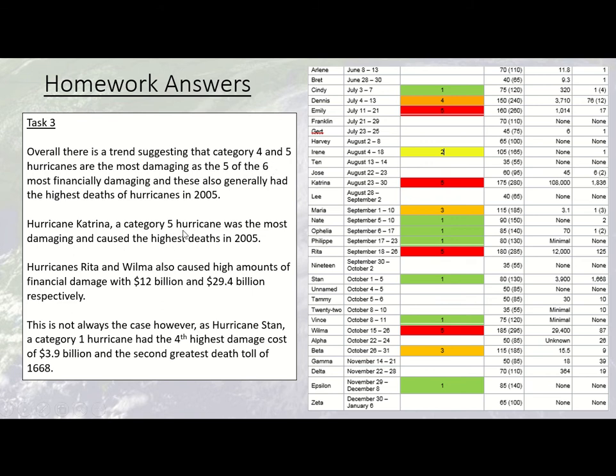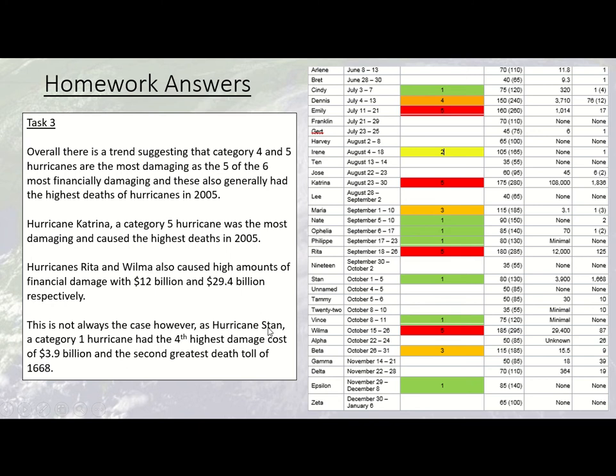Hurricane Katrina, category 5, was the most damaging and caused the most deaths, so it was the most expensive and had the highest death toll. Hurricanes Rita and Wilma caused high amounts of damage as well, 12 billion and 29.4 billion respectively, again a great amount of damage caused by those hurricanes. But it's not always the case, and I mentioned this in the session.